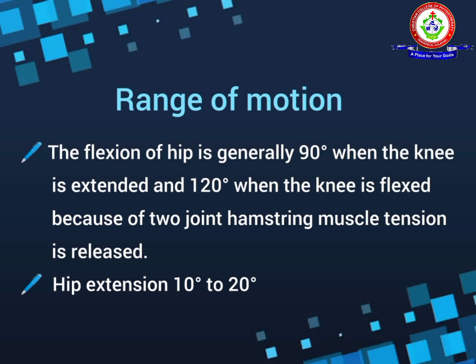Range of motion. The flexion of the hip joint is generally 90 degrees when the knee is extended and 120 degrees when the knee is flexed, because the two-joint hamstring muscle tension is released. Range of motion of hip extension is 10 to 20 degrees.